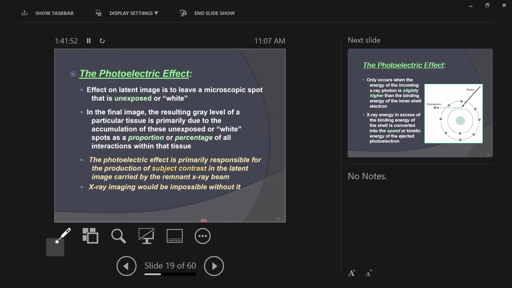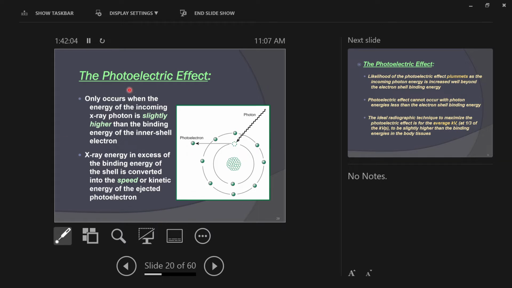So what do you got? What needs to happen here, right? Well, one thing. Sorry, my mouse is being funky. Okay, fine. Let's click that then. One, the incoming photon needs to have slightly more energy than the binding energy holding the electron in place. Slightly more energy. That is to say, the binding energy is listed in keV, kilo electron volts.